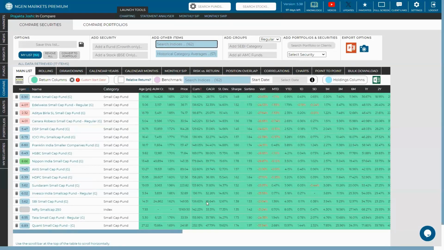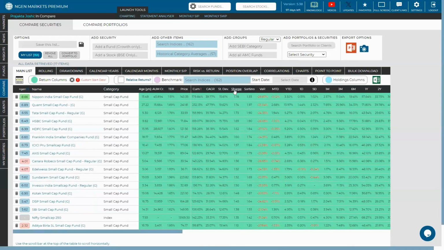Now again, this is a 3-year analysis. Let's sort this on the basis of Sharpe ratio. We see these are the funds, all of these funds typically, right? Till SBI, all of these funds have reported a Sharpe ratio that is much higher than the benchmark itself. Our benchmark Sharpe ratio is 1.35. All the funds that appear above this have outperformed the benchmark when it comes to Sharpe ratio.